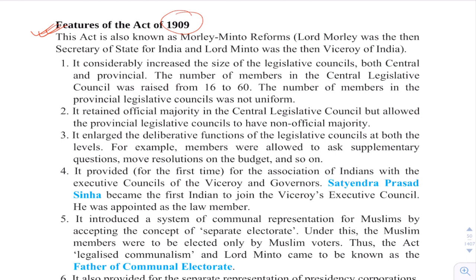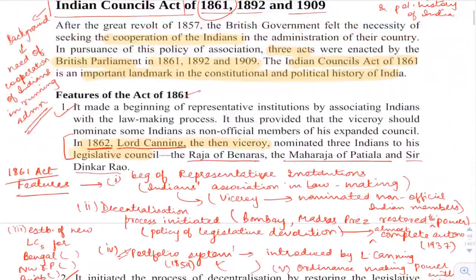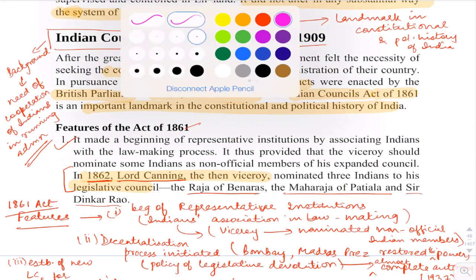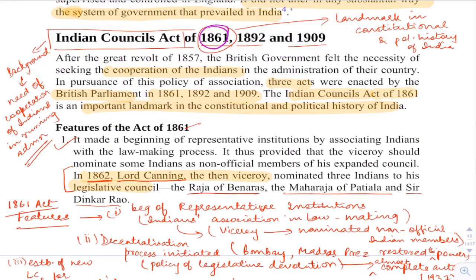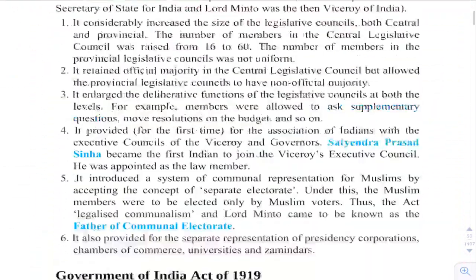We have done all the other acts in the previous videos, so we will have to start from the features of the Act of 1909. You already know that we were doing the Indian Councils Act. So we have seen 1861, 1892, and now we have to see 1909, where I left last time.